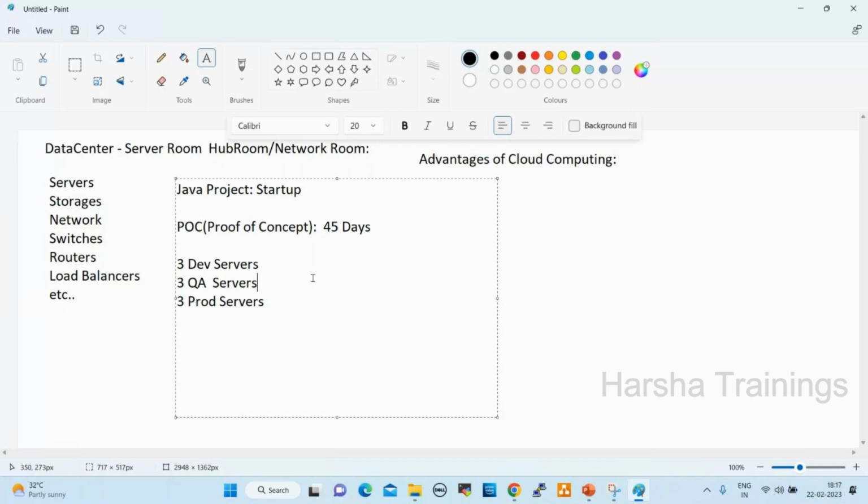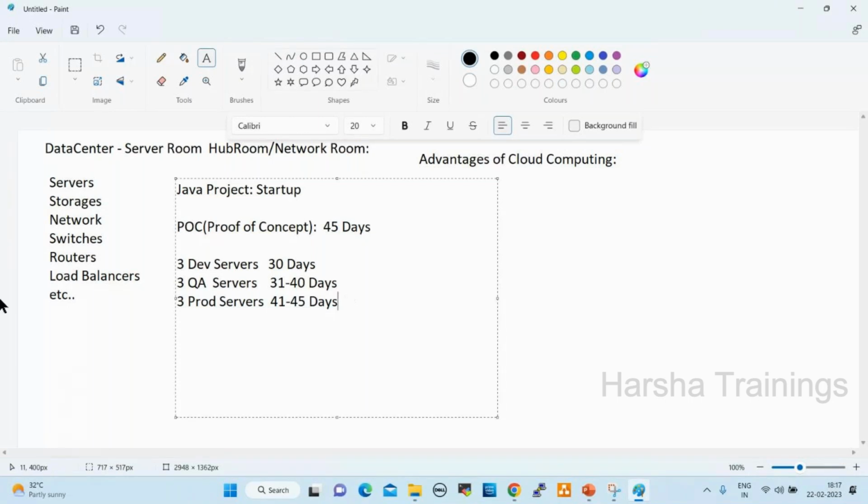Normally, in the development activity, for the first 30 days, developers will work on development servers, right? Once development is completed, from day 31 to day 40, testing will happen. Once testing is completed, from day 41 to day 45, the application is deployed on production servers. This is the process every organization, every project team, follows, right?